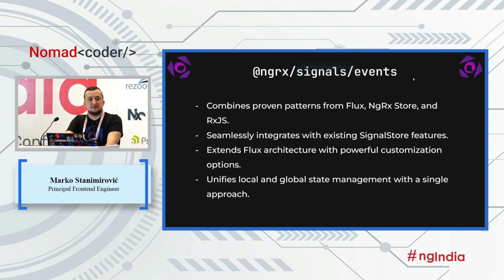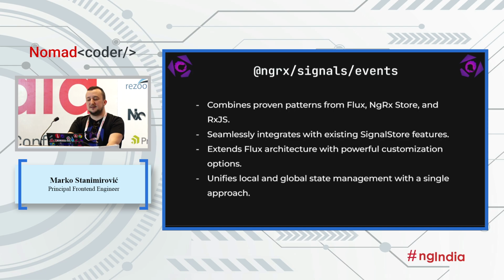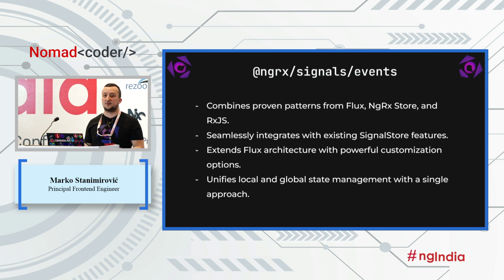What are the benefits of the events plugin? It combines proven patterns from Flux, global NgRx Store, and RxJS. It seamlessly integrates with existing SignalStore features. We saw that we can still use things like the entities plugin and other base features that we already have in the SignalStore. It extends Flux architecture with powerful customization options and unifies local and global state management with a single approach. This is something that was missing so far.